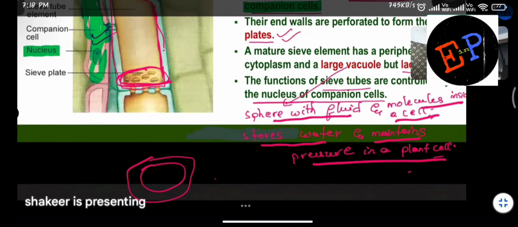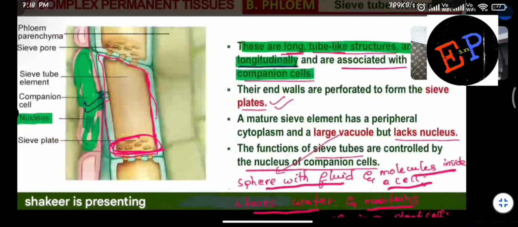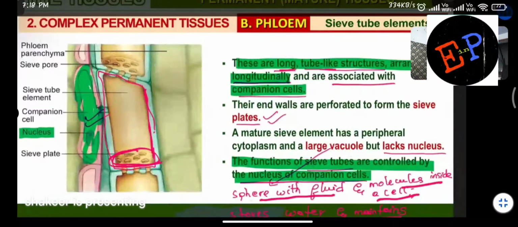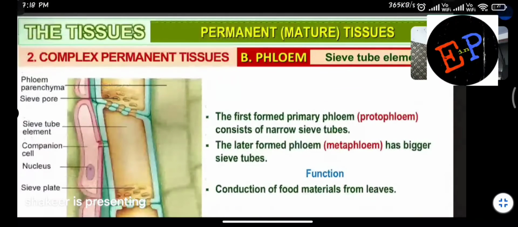Therefore, in sieve tube elements also you can find a vacuole and it lacks the nucleus. Are you able to understand? Outside this vacuole you can find the cytoplasm. That is why it is called a peripheral cytoplasm. So the functions of sieve tube elements are controlled by the nucleus of the companion cells. We have already discussed this. The functions of the sieve tube elements are controlled by the nucleus which is present in the companion cells. Clear?